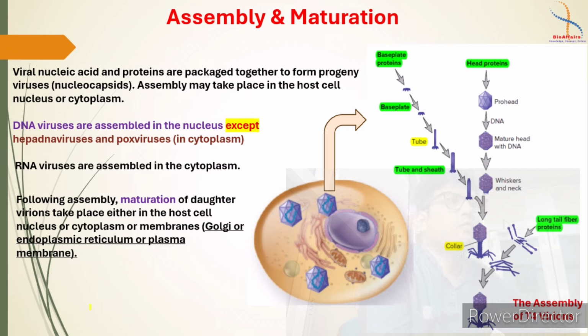So here I have given two examples. This is the animal cell, right? This is the animal cell where you can see the progeny capsid viruses, within that the nucleocapsid genome is present. So this will be released.